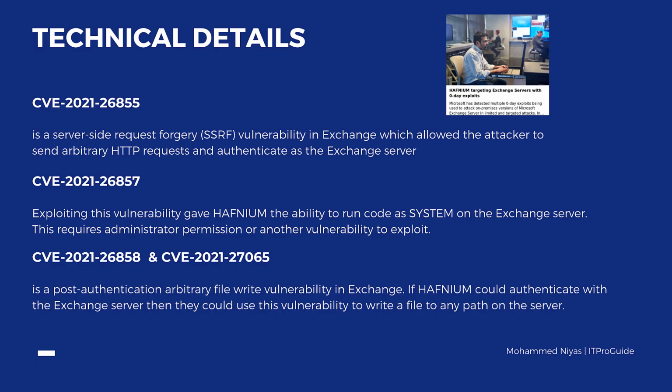What you see now are the technical details provided by Microsoft for understanding this Hafnium exploit. The first vulnerability, as you can see, allowed the attackers to send arbitrary HTTP requests and authenticate as the Exchange server. Once the attacker exploits this vulnerability, then using the second one, they have the ability to run code on your Exchange server as system. And in the third vulnerability, you can see that the Hafnium operators have the ability to write a file to any path on the Exchange server.